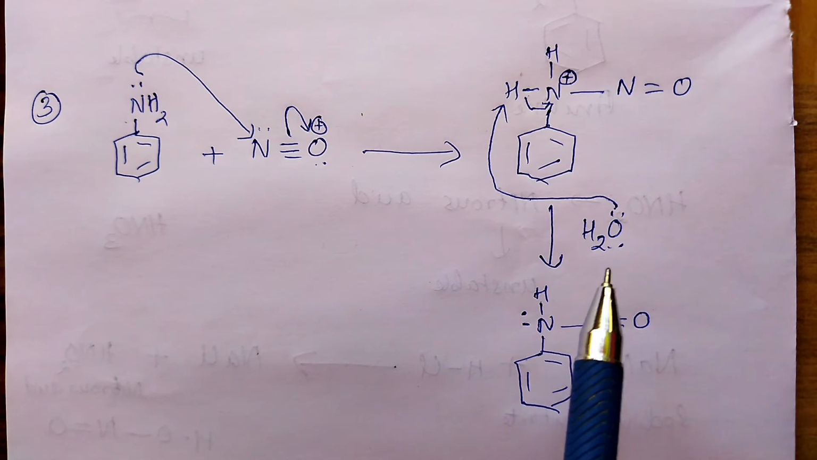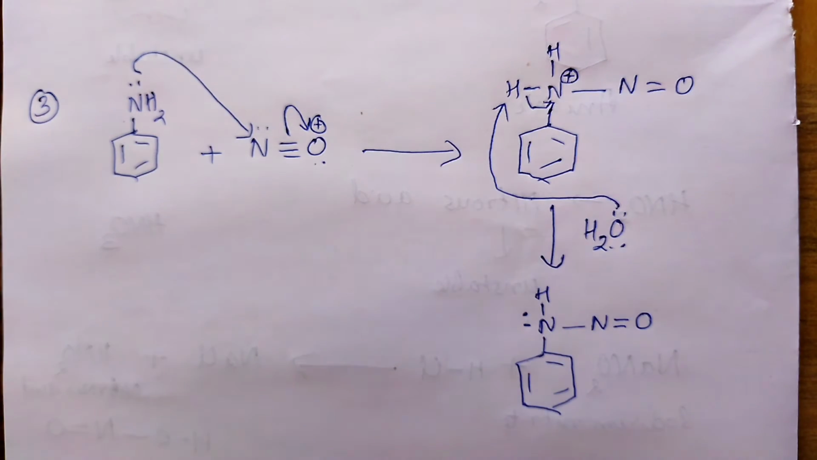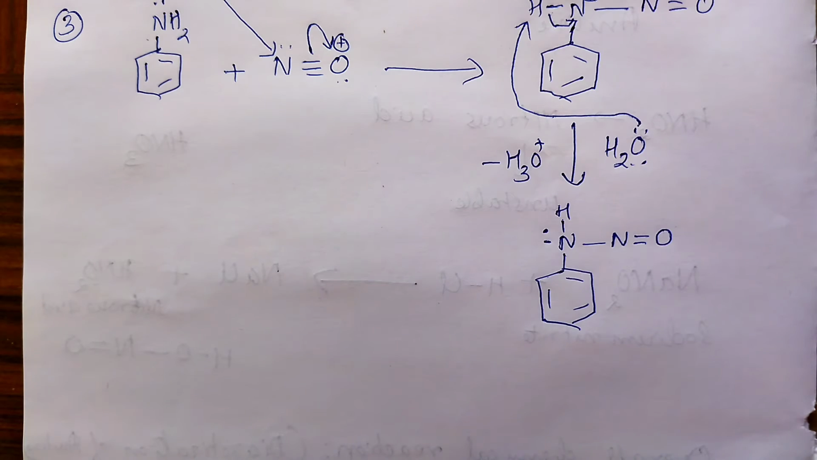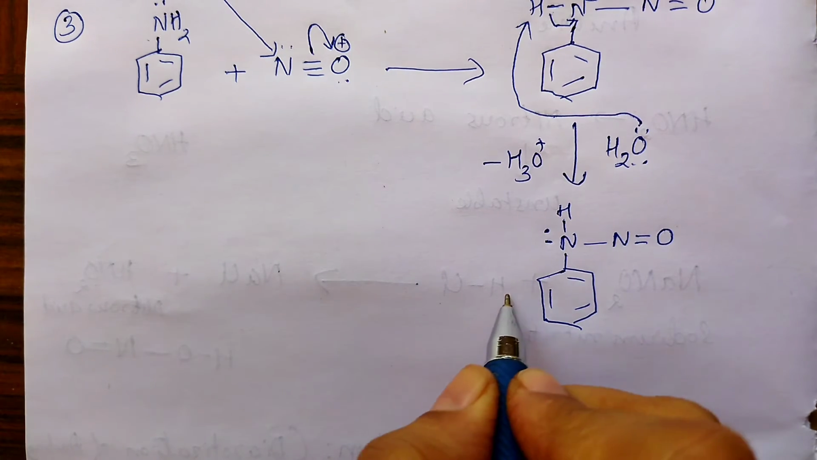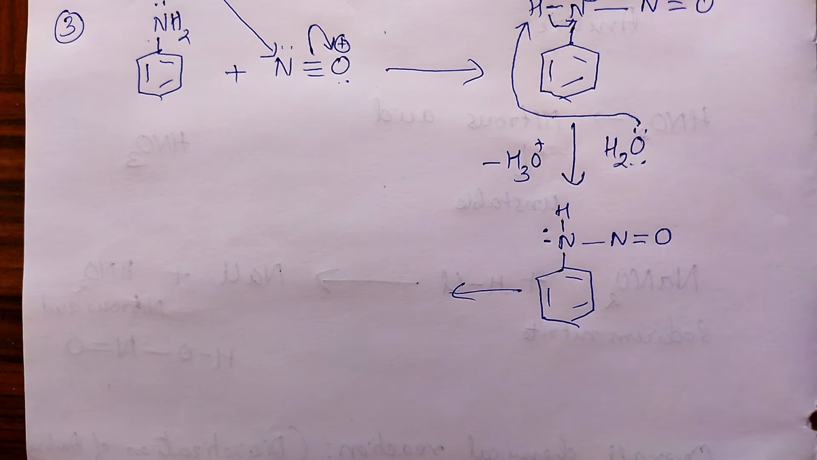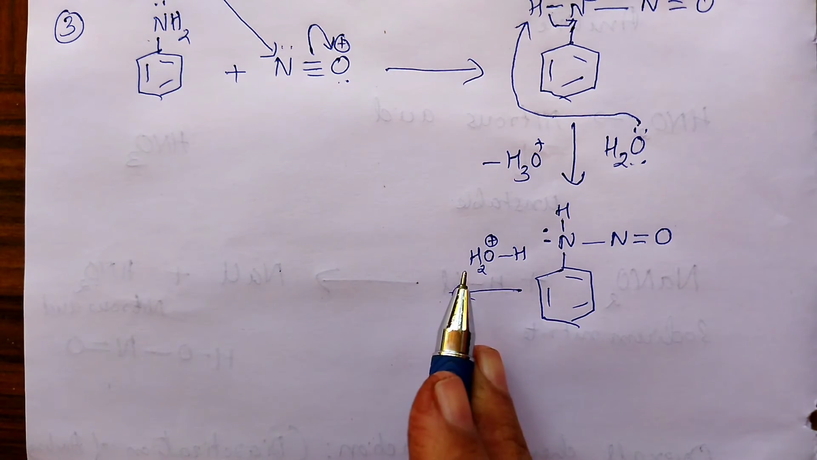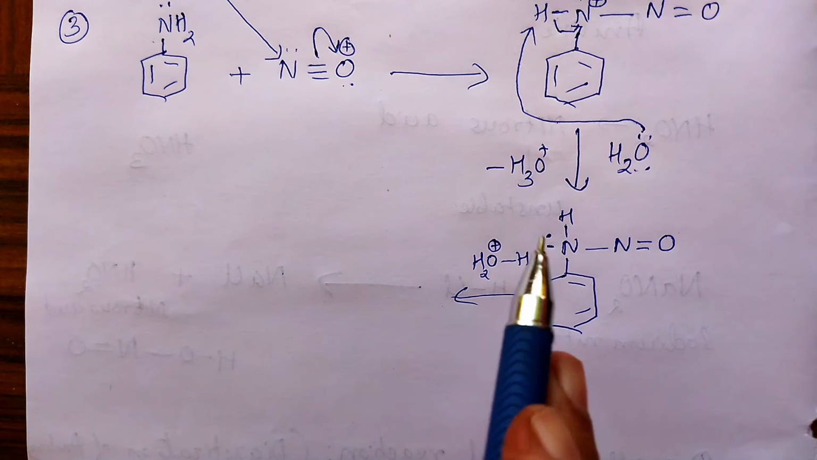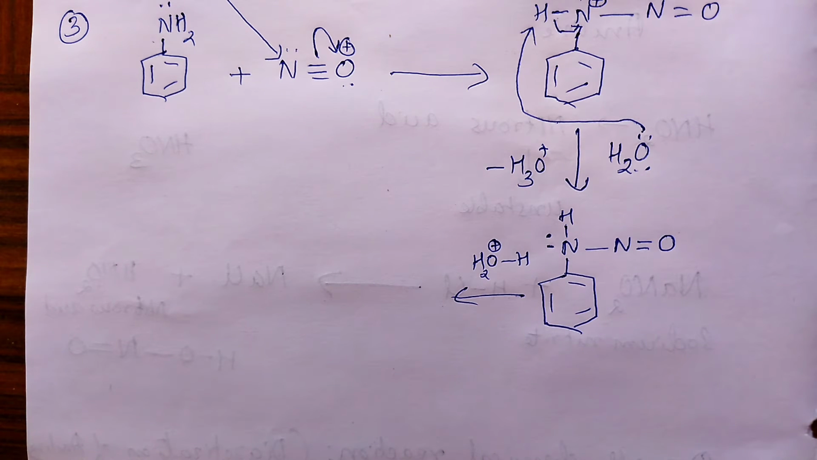And what happens to the water molecule when it combines with H plus ion? Simple, it gets converted into a hydronium ion, minus H3O plus. Now we will see what happens in the next step. The formed compound reacts with this hydronium ion. I'll represent the hydronium ion like this, OH2 plus, which is attached to a hydrogen. So this is nothing but H3O plus or hydronium ion.